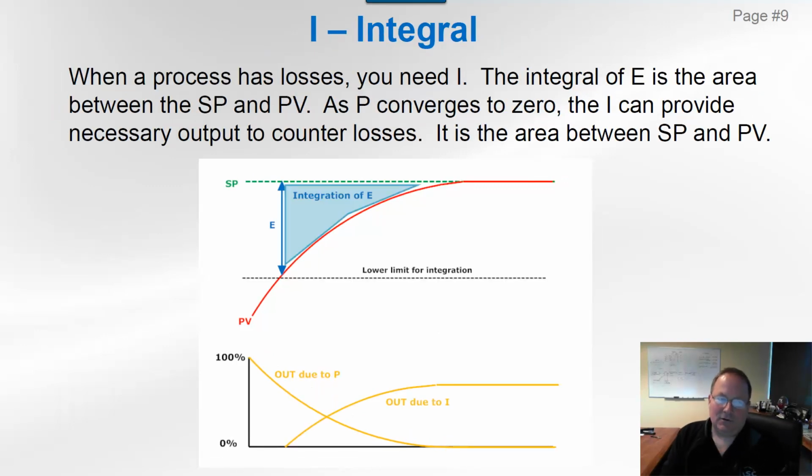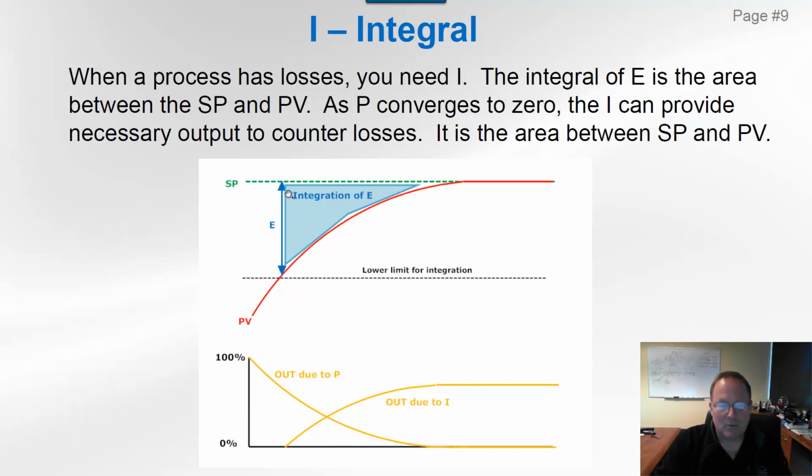I, integral. Okay, when a process has losses, you need I, and you need integration. The integral of E, or error, is the area between the set point and the process variable. So as P converges to 0, so here we have PV approaching set point, the output due to P, or due to the proportion, is going to converge to 0. But if I have losses in the system, that is not enough to keep me at set point.